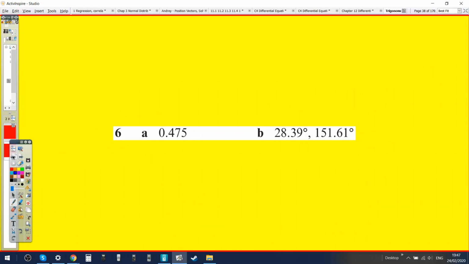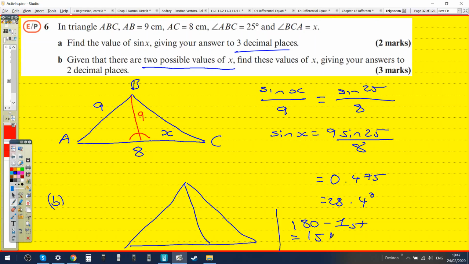Yes, and so for the ambiguous case, it's 180 minus the first and second possible answers, because it could be this triangle up here, or it could be a more obtuse triangle that's a bit like that, where A is like that. Any questions there? No. Okay.